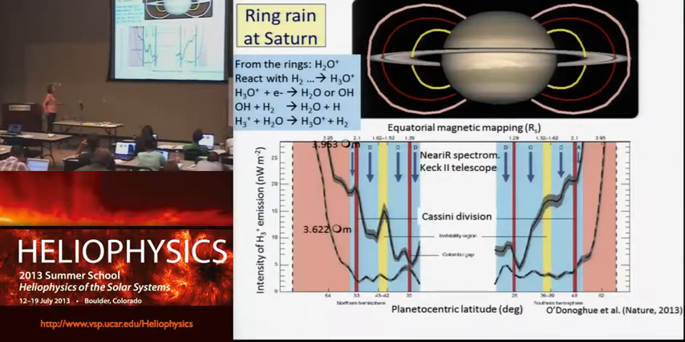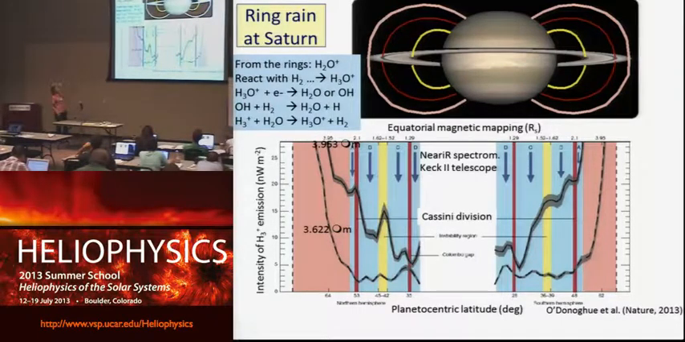Recently, this year, there was a study looking at the intensity of H3+ emission as a function of planetocentric latitude, looking at two different wavelengths. Each black curve represents a different wavelength, 3.9 and 3.6 micrometers. And you can see that there is some increase sometimes. For instance, this increase corresponds to the location of the Cassini division. So when you have less inflow, then there is less decrease in electron density.